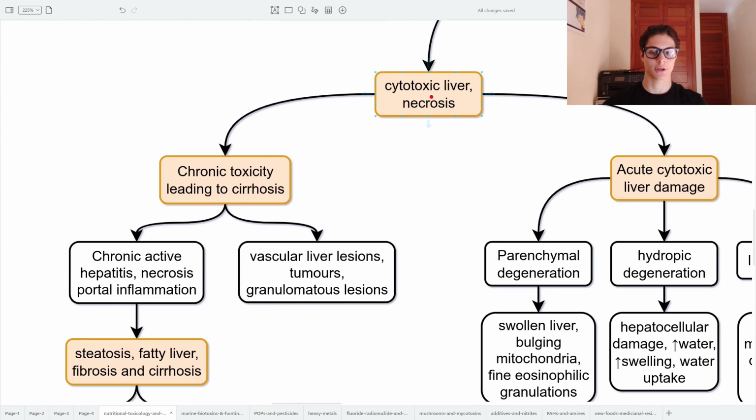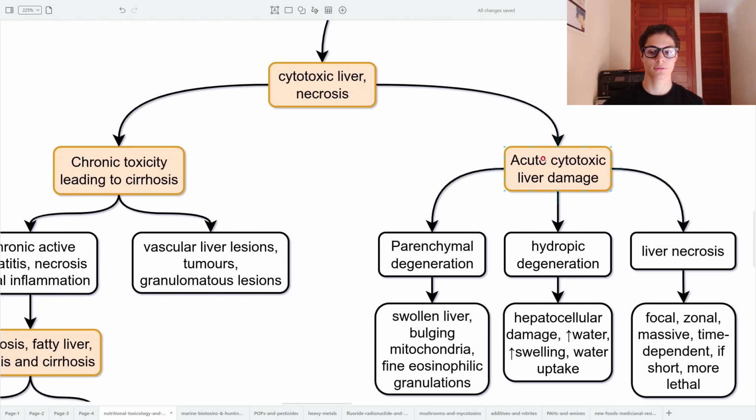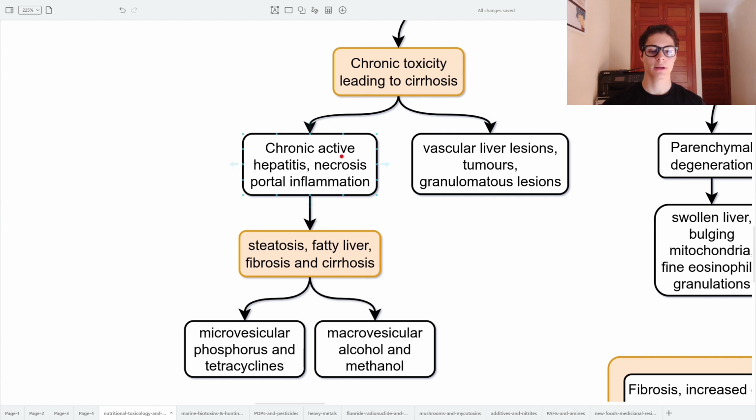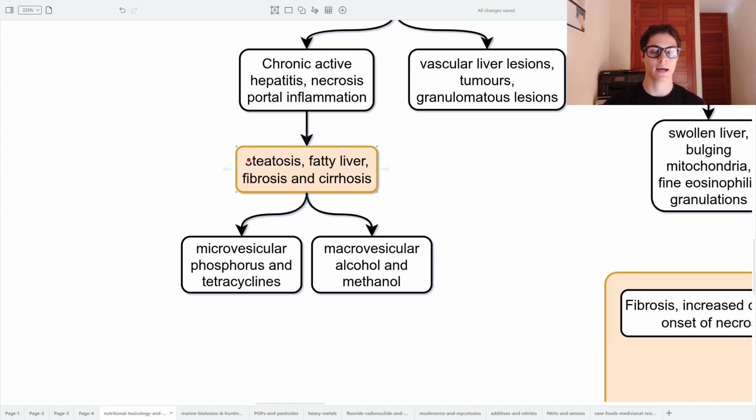Let's take a look at the cytotoxic first. We can differentiate here chronic toxicity leading to cirrhosis and acute toxicity, which is indeed liver damage. The chronic one creates chronic active hepatitis, together with a necrosis of the portal circulation and inflammation. It has a steatosis, which means a shrinking of the hepatocytes. It creates a fatty liver with fibrosis and cirrhosis.